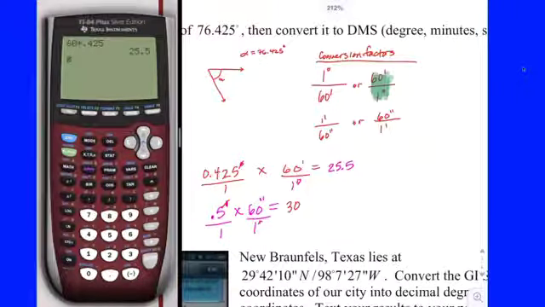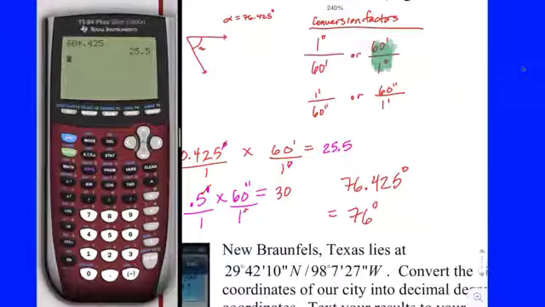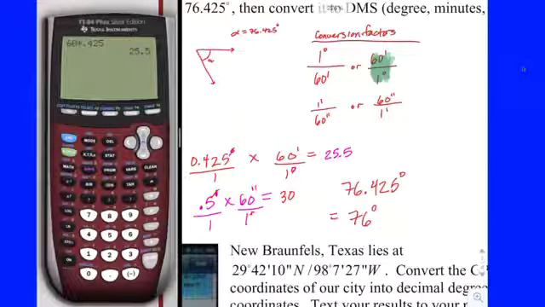All right, so now we can write our answer. We could say that 76.425 decimal degrees is equivalent to 76 degrees, and we're not going to say plus. We don't really put a plus sign, and we talked about GPS format yesterday. You just write it next to it.